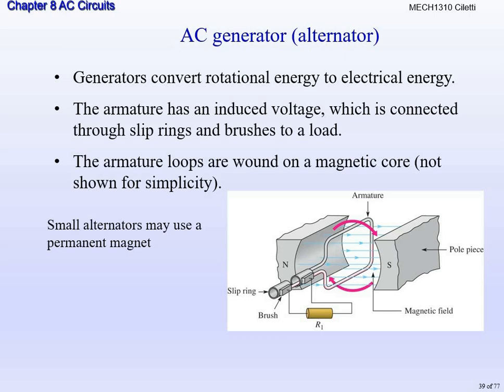Now those armature loops that we see, this only shows one loop, but if you've ever opened up an alternator or something like that, there's a bunch of windings on a magnetic core. It's not just one wire. There is a ton of loops.